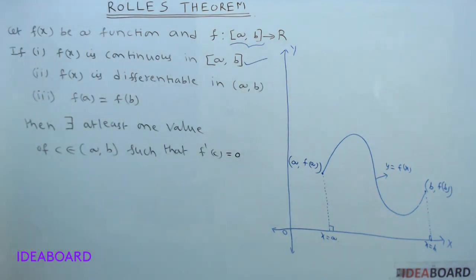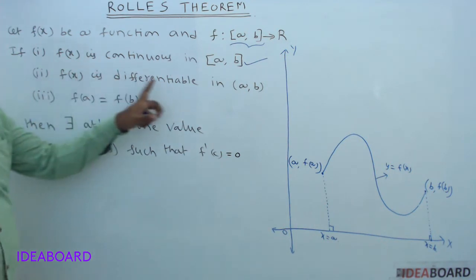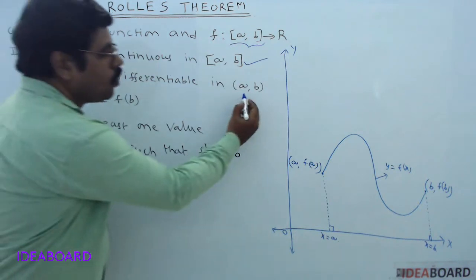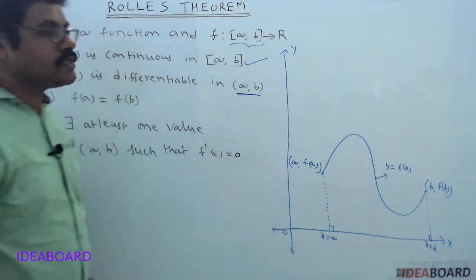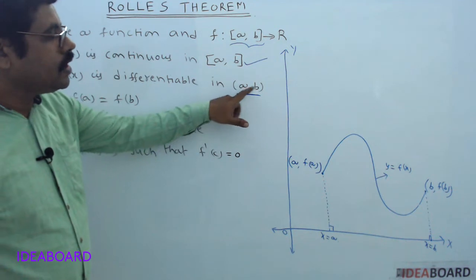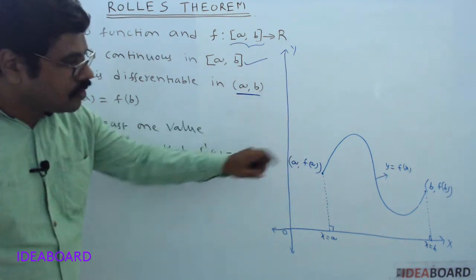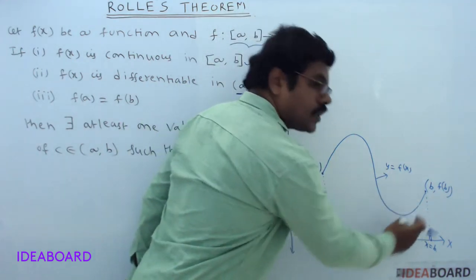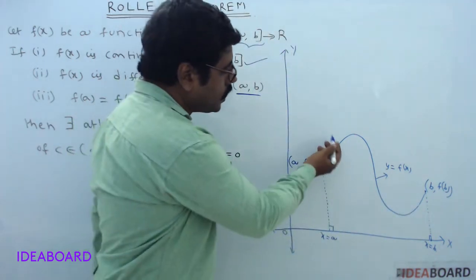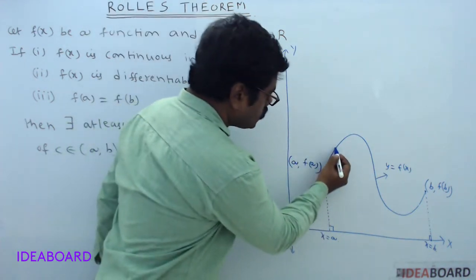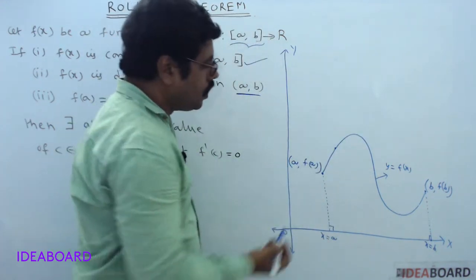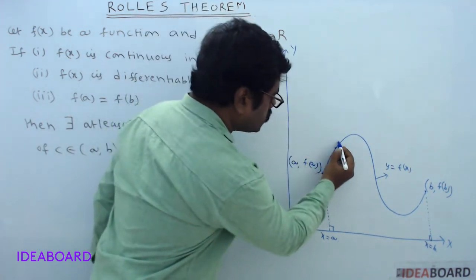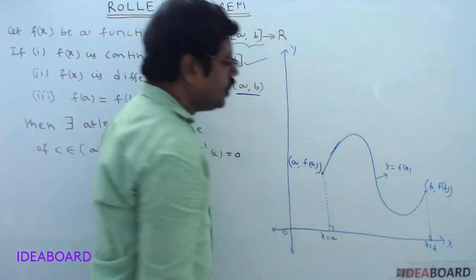Next, the second condition: f of x is differentiable in the open interval a comma b. Open interval a comma b means excluding a, excluding b. Now if you look at the graph, between x equals a and x equals b, you can select a point on the curve. Suppose this is a point on the curve. How many tangents can you draw at this point? Only one tangent. This is the tangent line.